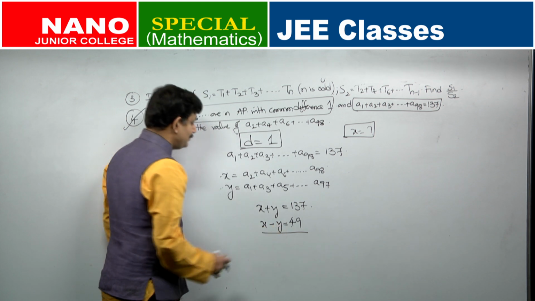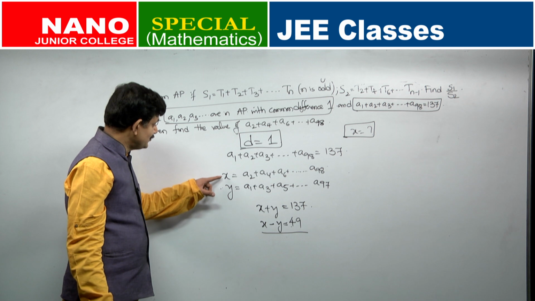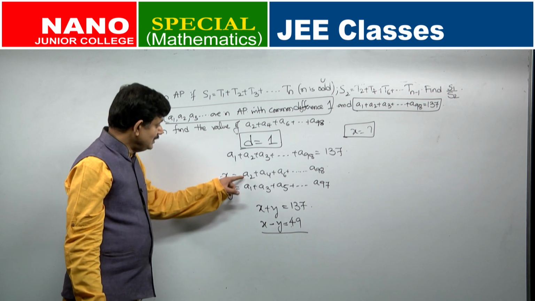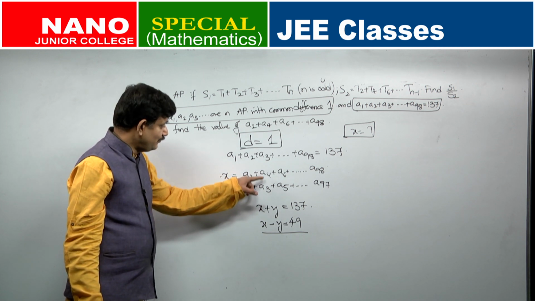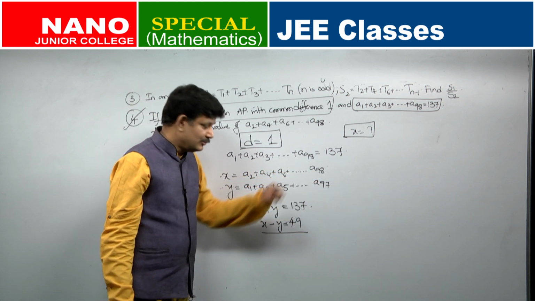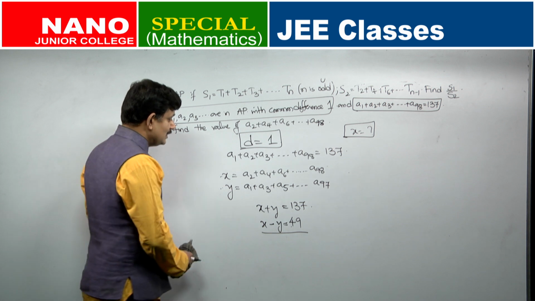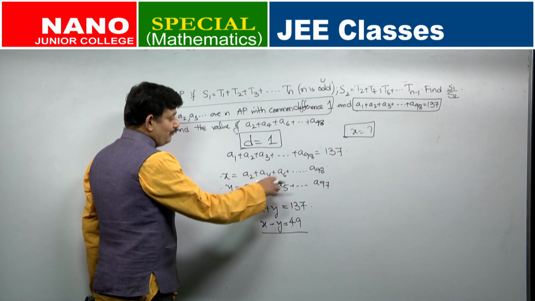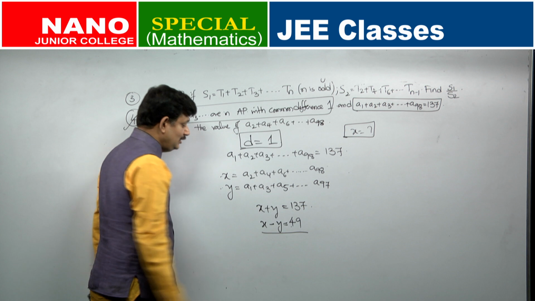You can simply subtract these two. You can also look at it this way. x minus y will be A2 minus A1, which is 1, the common difference, A4 minus A3 is 1, A6 minus A5 is 1, A98 minus A97 is 1. So, x minus y will be how much? 49 ones. So, the sum will be 49.